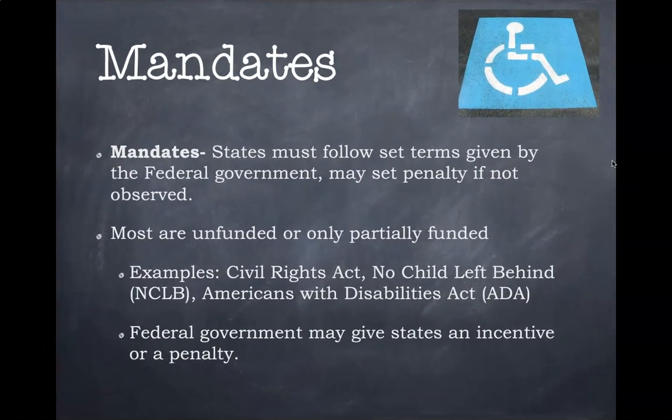Mandates. Mandates means that states must follow set terms given by the federal government, and they may give a penalty if they are not followed. And usually those are in the place of fines and things like that. For example, the Civil Rights Act, the states had to follow it, whether they liked it or not. No Child Left Behind, and the Americans with Disabilities Act. The federal government may give states an incentive or a penalty. So like I said, they may either receive money or they may have to pay money.